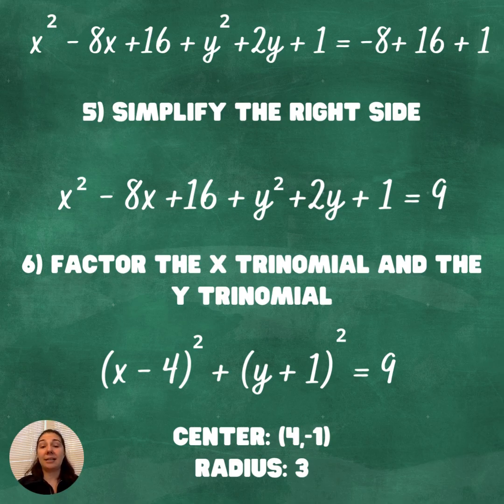From there, you can identify your radius. So since you see 9, you take a square root and you say, okay, my radius is 3. And from there, you can say, okay, I have x minus 4 squared, so my x value for the center is positive 4. I have y plus 1 squared, so my y value for my center is negative 1. So my center is 4 comma negative 1, and my radius is 3.